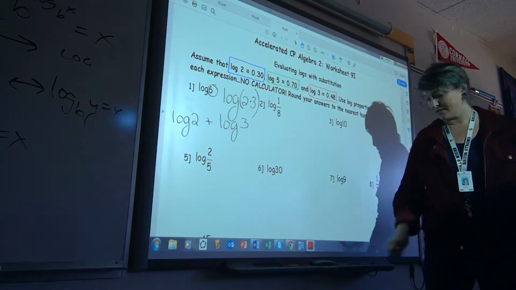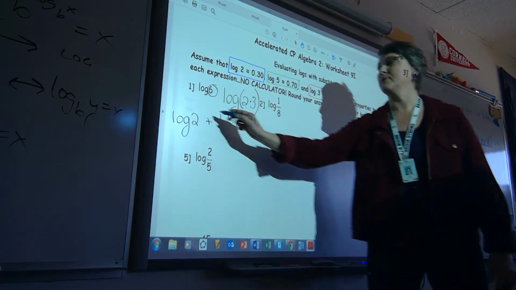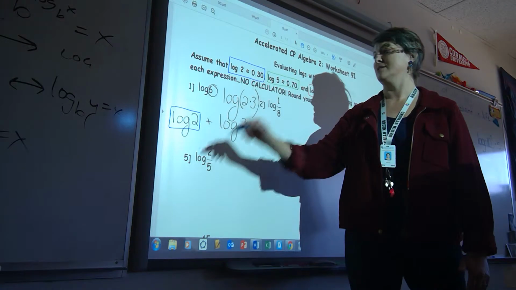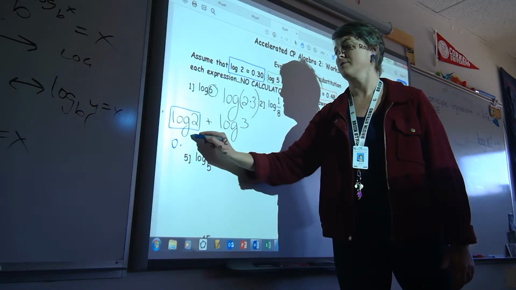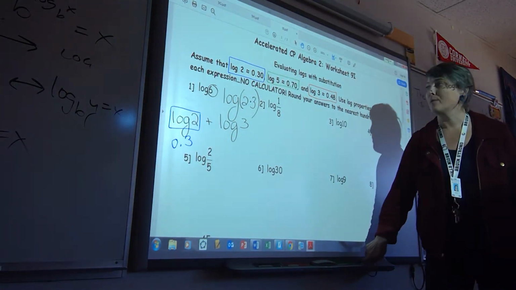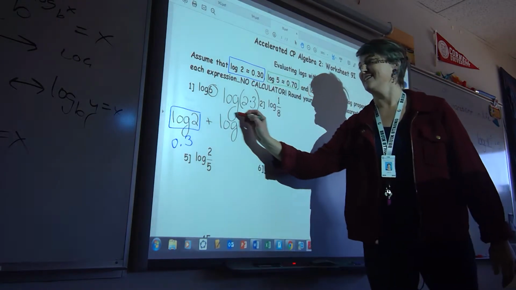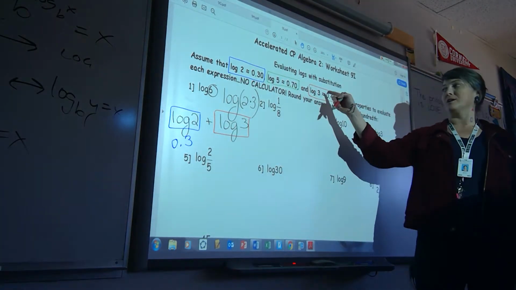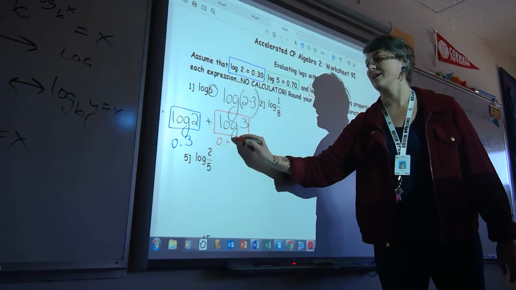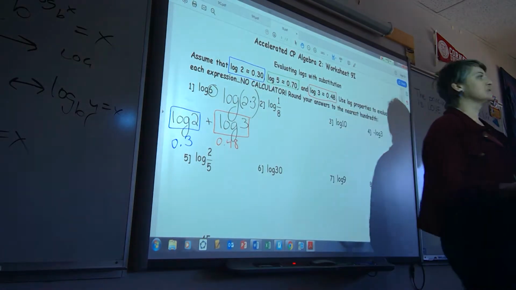Now I can go and do my substitution. I happen to know this is one of my building blocks. This is a 0.3. And then I happen to know that this is another one of my building blocks. I happen to know what that is. That's 0.48. So therefore my answer is 0.78.